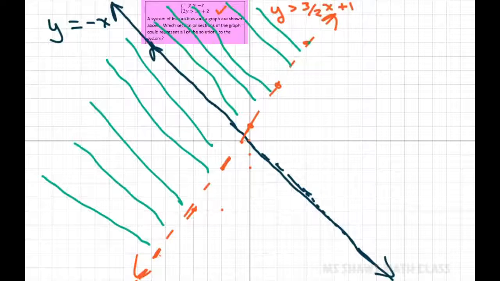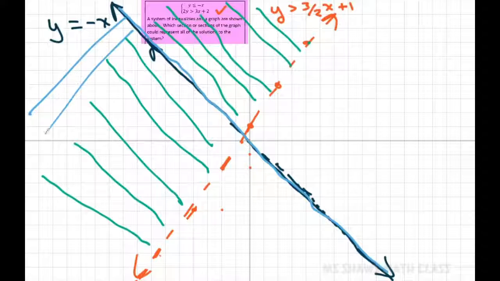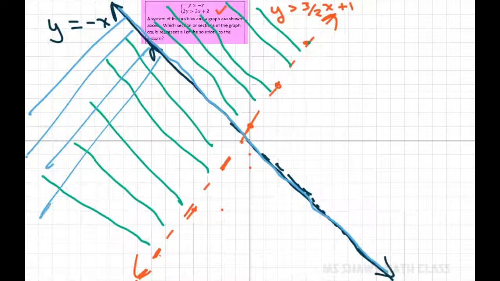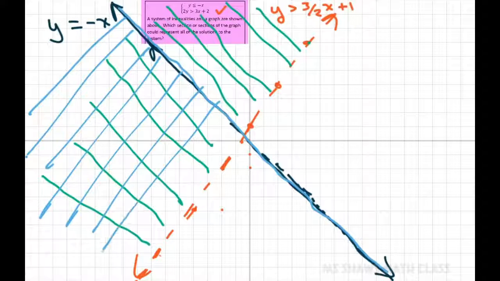Now this one said y is less than this number. So in this regard we're going to shade down. It can equal it, so we already have a straight line. Let's do this color. We already have our straight line here. It's not dashed, it's solid because it can equal it. And since it's less than, we're going to shade down. Everywhere shade down.